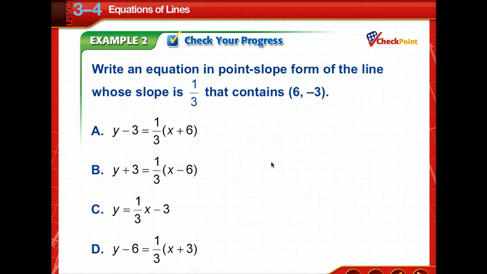Okay, so time to check your progress. Write an equation in point-slope form of the line whose slope is 1/3 that contains (6, -3).